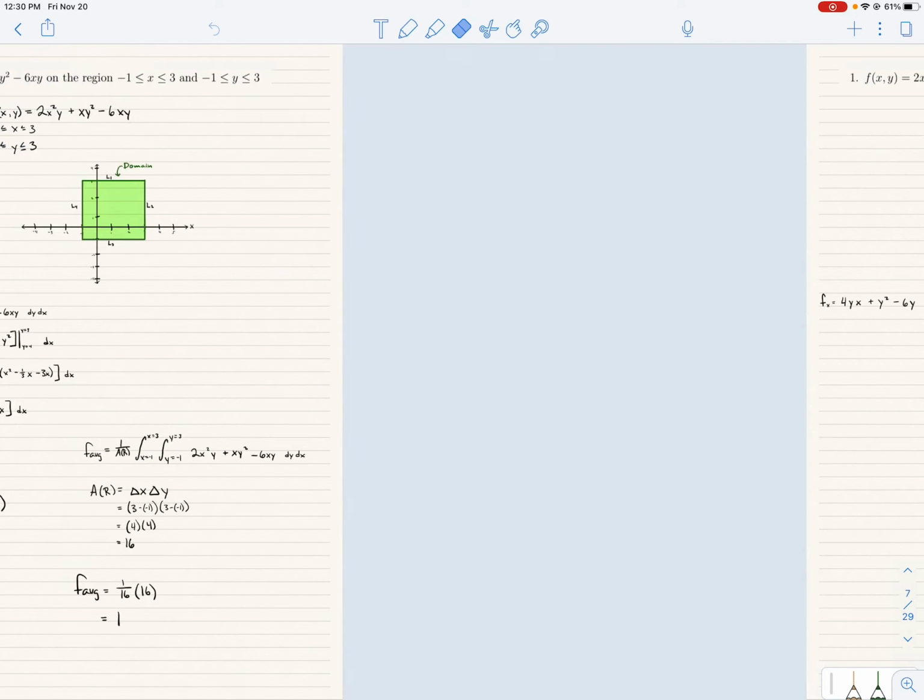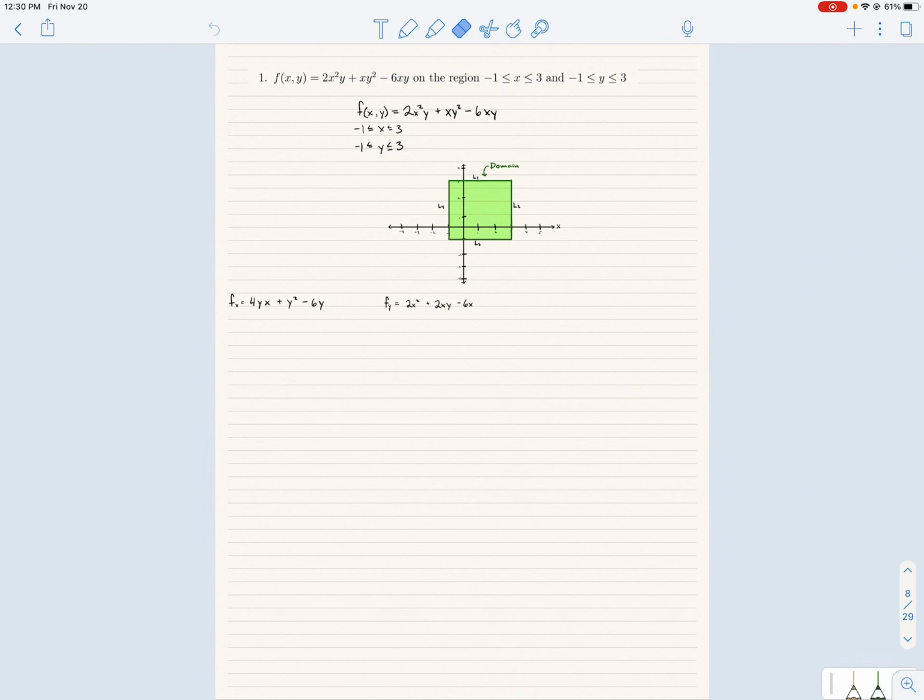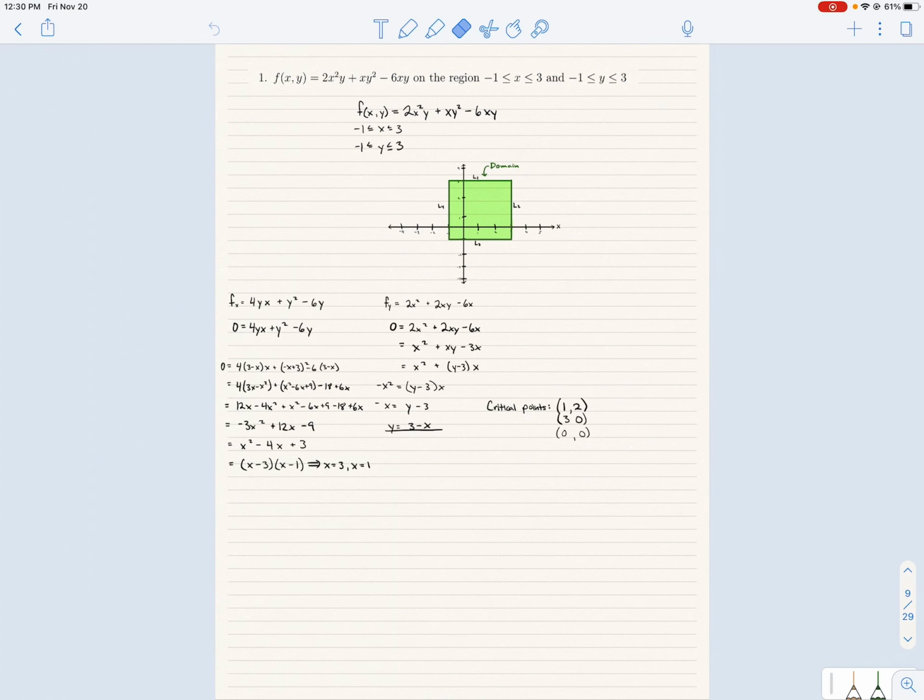So now we are going to find the absolute maximum and minimum values of f of xy in this domain. First, we will find the partial derivatives with respect to x and y. And now we want to find critical points. Critical points are just points where the function is not increasing or decreasing in any direction. So to find these, we are going to set fx and fy equal to 0, and then solve for x and y. When we do this, we find the critical points (1, 2), (3, 0), and (0, 0).